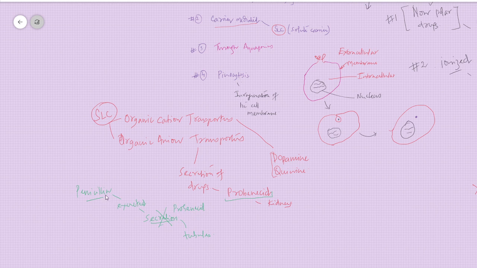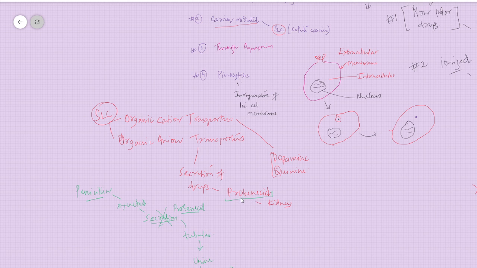If you are giving penicillin alone, what will happen? It will be secreted, and then from the tubules it will reach the urine, and it will be eliminated from the body, because of which penicillin has a very short half-life. But if we combine it with probenecid, it is going to inhibit the secretion. So the amount of penicillin excreted in the urine dramatically reduces. As a result, the blood concentration of penicillin will increase. It's a very clinically used drug interaction, penicillin with probenecid.